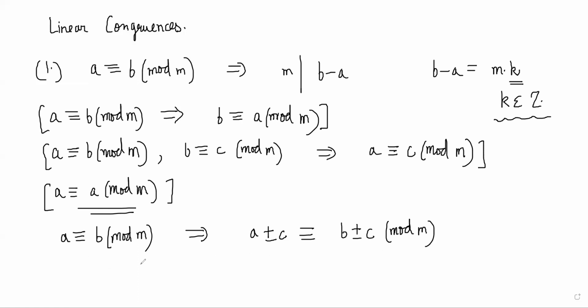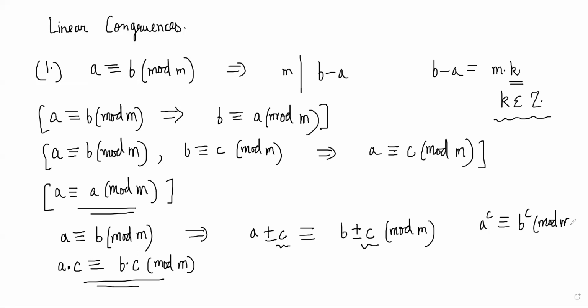Similarly, you can multiply by some constant C. Here C is an integer, so we can add and subtract with a constant C on both sides of a congruence. Similarly, we can multiply by a constant C. AC will be congruent to BC mod M. That is also true. And you can even raise it to powers, like A to the power C will be congruent to B to the power C mod M, as long as A was congruent to B mod M and C is some fixed integer, right?